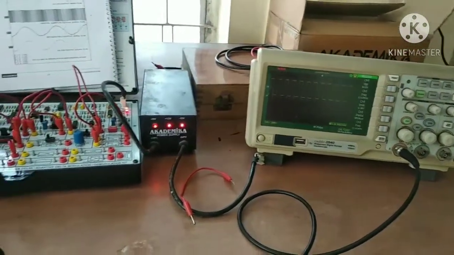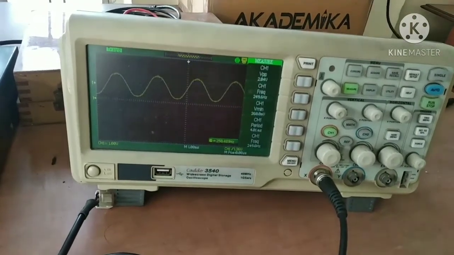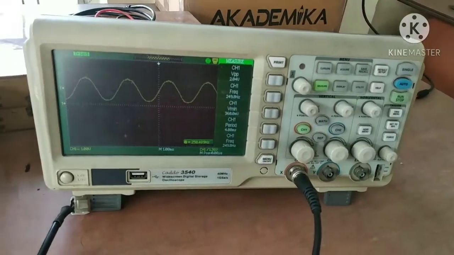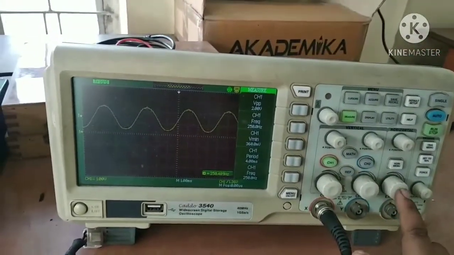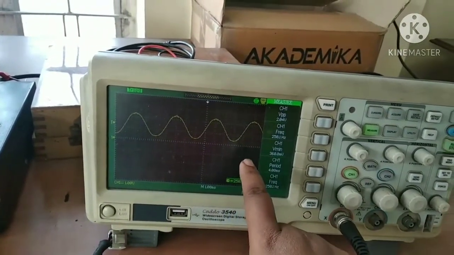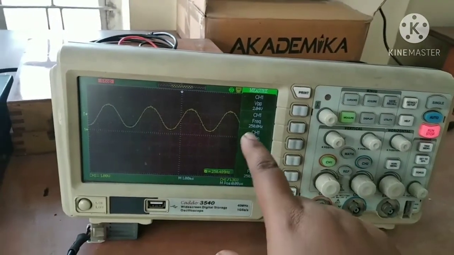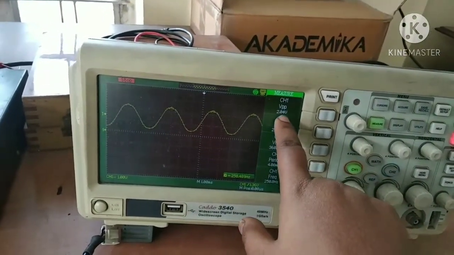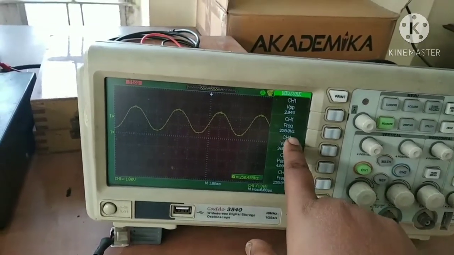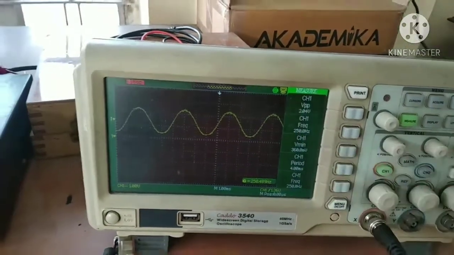This is the clock signal. This is the input voltage. After adjusting the volt per division and time per division knobs, we get the desired signal. Next we need to press the stop. This is the output voltage, 2.04 volt, and the frequency is 250 Hertz. This is the input voltage.